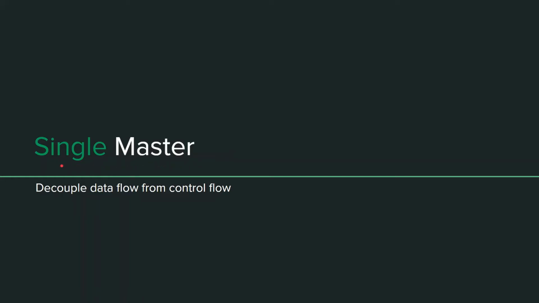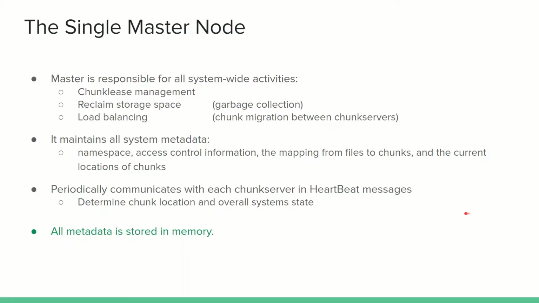The next important point in the architecture is the single master. This is again a very different design choice, having only one single master, and the objective of this choice is that it decouples the data flow from the control flow. So what does this single master node do? The master is responsible for all system-wide activities like chunk lease management, reclaiming storage space, load balancing, etc. It also maintains all the system metadata like the namespace, access control information for different clients, the mapping from files to chunks, and the current location of the chunks.